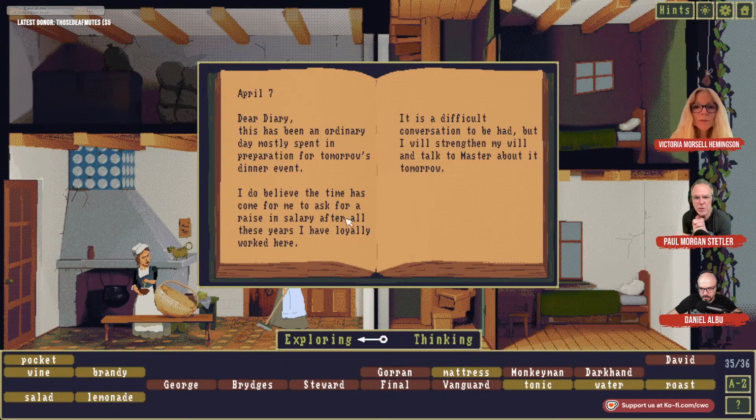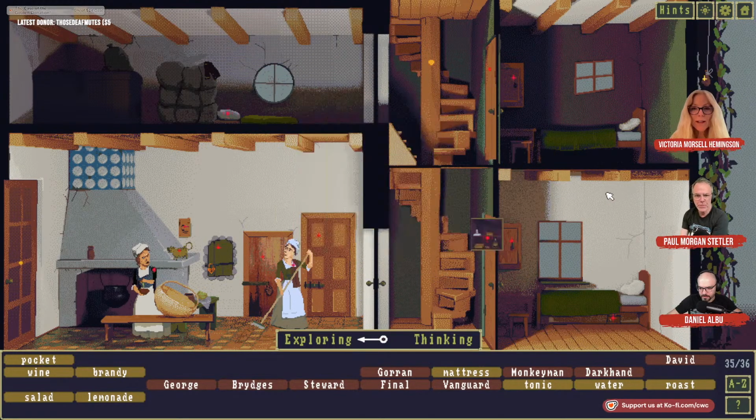Dear Diary, this has been an ordinary day. I do believe the time has come for me to ask for a raise in salary. After all these years, I have loyally worked here. So she worked the longest. That's why she's on the bottom floor, and she mostly spent the day in preparation for tomorrow's dinner event. But that's the cook. Yeah, but the dinner event could be the cook or cleaning for the event. But I think it's the cook. Let's go with that for the bottom room.